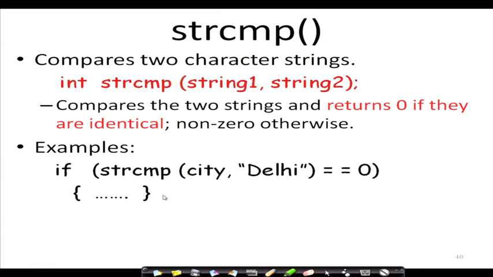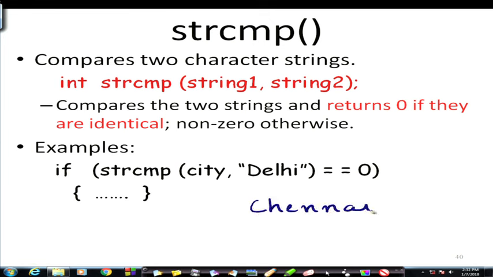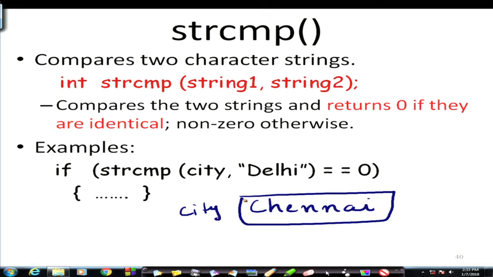So, the example is here: if I compare city with the string Delhi is 0, then I do something. What does it mean? City is a string already. Suppose that is Chennai. I am comparing, so city is a variable which has got this value, and I am comparing with Delhi. Of course, they are not matching, so it will return non-zero. But if this city was Delhi, then these two have matched and I would have got a 0 here, right.